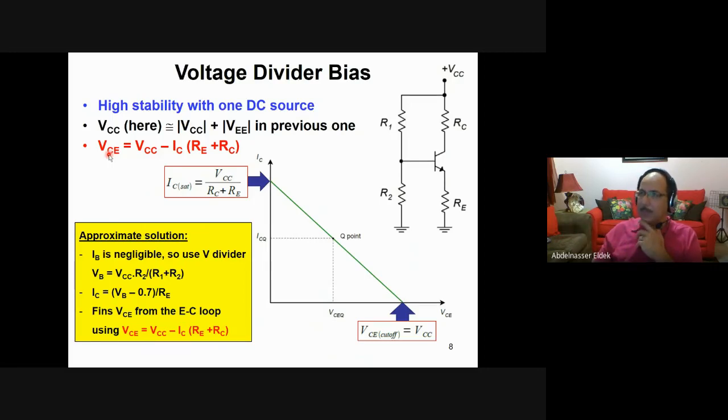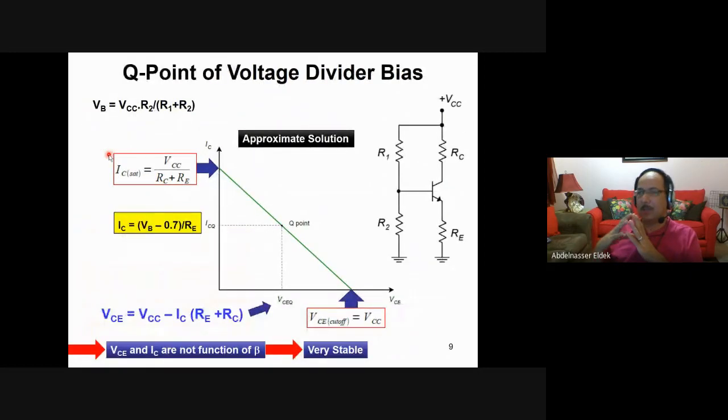The second method is when you say, oh no, there is a current here, so these two are not in series, and then you cannot use the voltage divider. Then how do we solve this one? We have already solved this one here, but we're still in the approximate solution, and there's nothing new in this part.